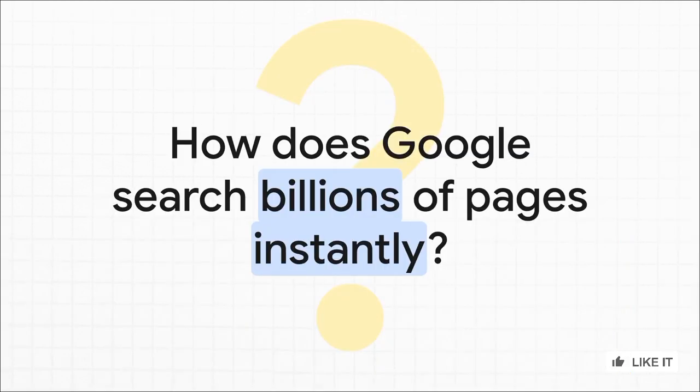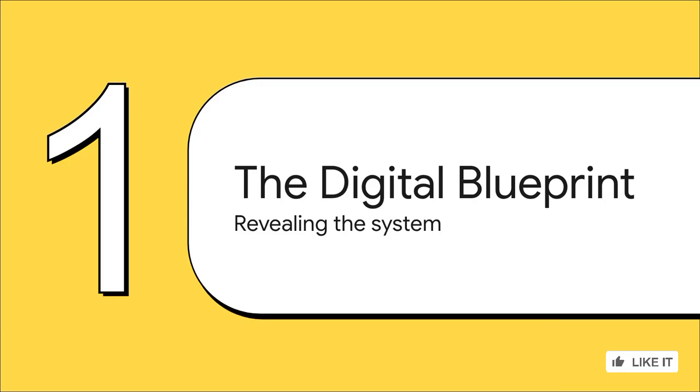Think about it. How in the world can Google search billions, with a B, of pages in half a second? Or how does Spotify just know what song to play next instantly? Have you ever stopped to wonder how these apps pull off these crazy fast feats? Well, spoiler alert, it's not actually magic. It's a brilliant, brilliant system of organization. We're talking about data structures and algorithms, or DSA for short.